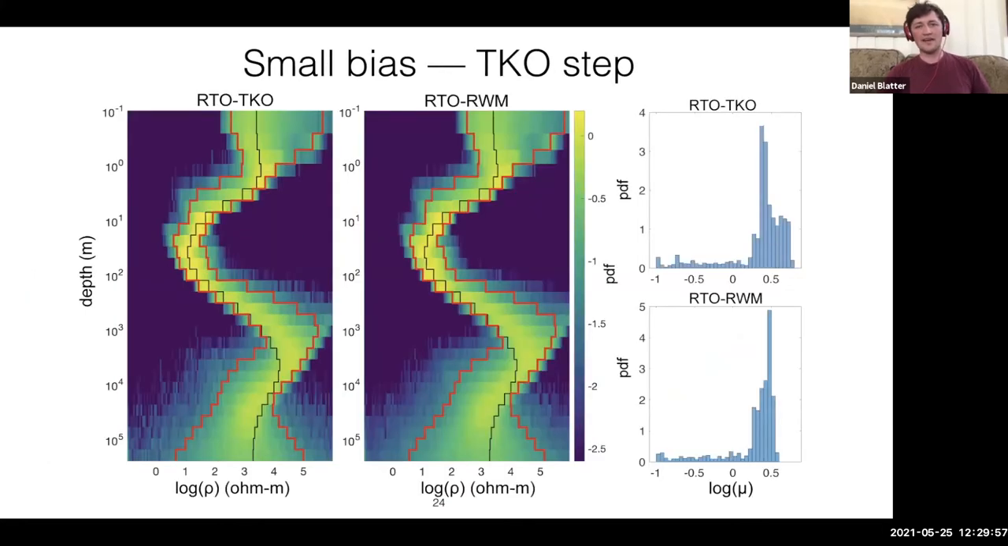And here we show that the bias on the TKO step is also small. So on the left, you have the distribution obtained using the RTO-TKO algorithm, hierarchically sampling the regularization penalty weight. And on the right, you have the distribution where the first step is RTO, and the second step is a random walk Metropolis. And again, if you stare really hard, you can find some discrepancies, but not very many between the two. And just for your information, the sampling distribution for mu, the regularization penalty weight, is shown on the right. They're not identical, but they're clearly pretty darn similar.